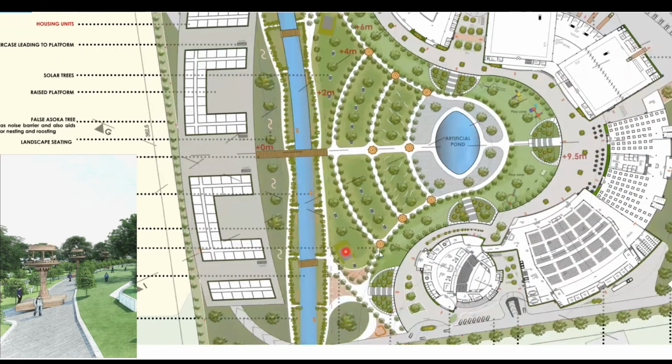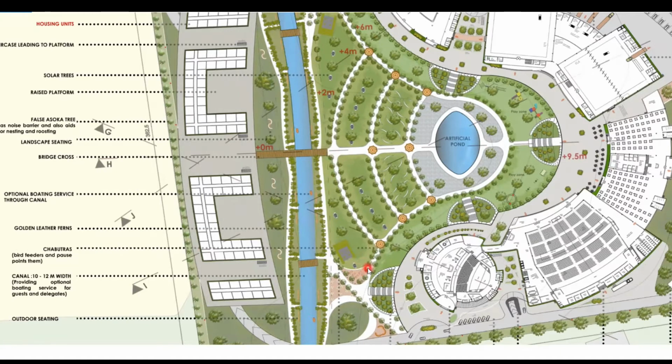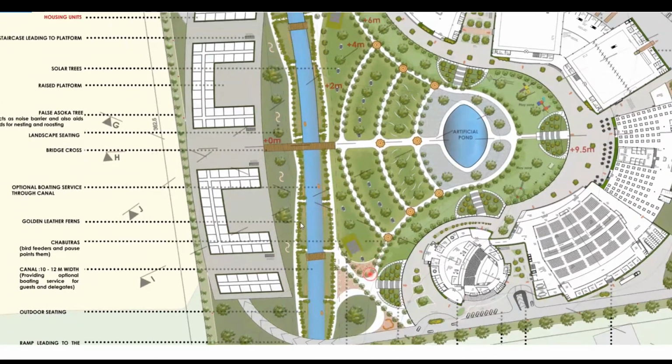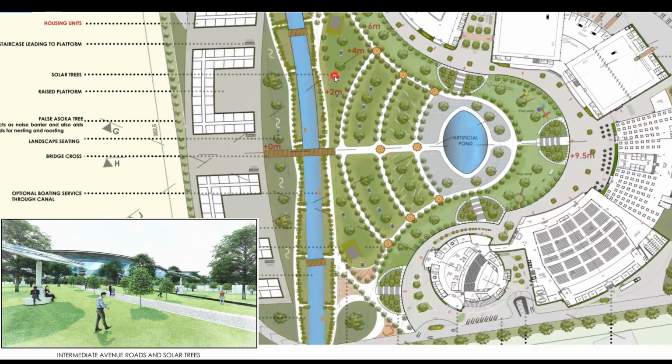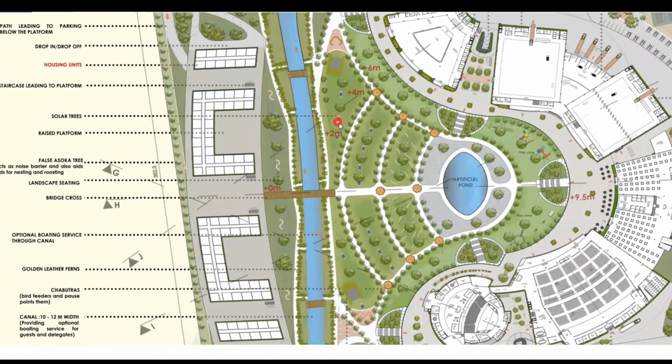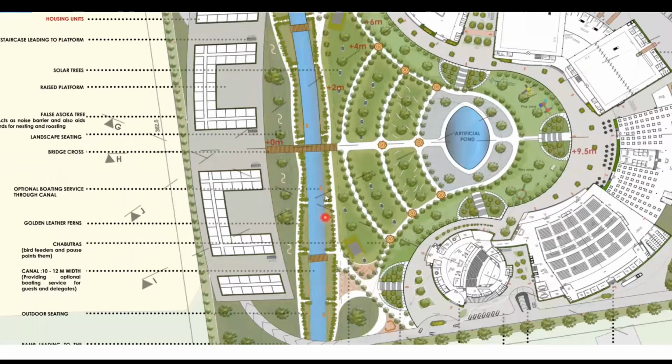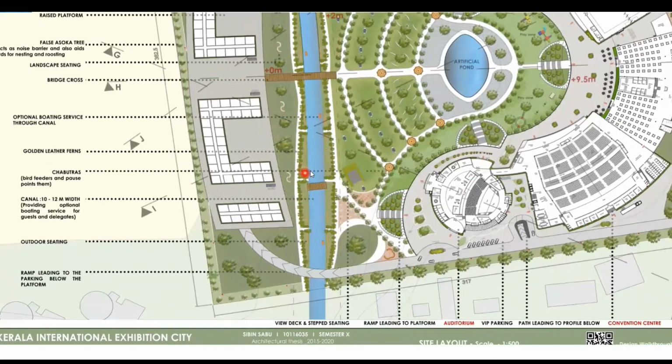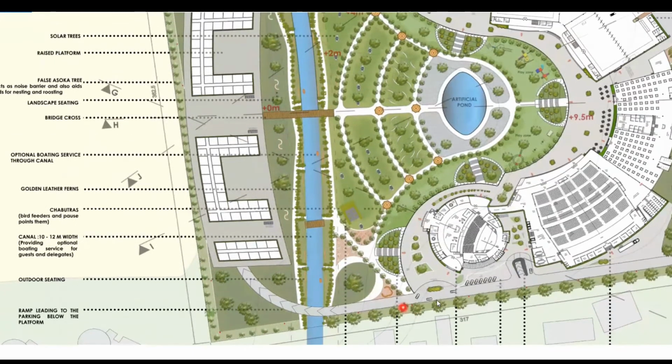And chabutras are also provided at the main junction points for birds to rest, and beneath which people could also rest. And solar trees are also provided in a row for trapping the energy of the sun, and beneath which people could also rest. And the canal is about 10 to 12 meters wide. And this is the ramp leading to the platform below for those who are coming from the convention side.